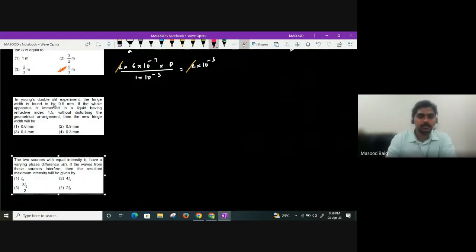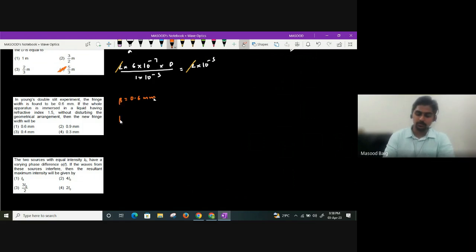Next, in Young's double slit experiment, fringe width is found to be 0.6 mm. Okay, so what is given? Beta value is given to us. Beta value is given as 0.6 mm. If the whole apparatus is immersed in a liquid having refractive index 1.5, new fringe width they are asking, guys.